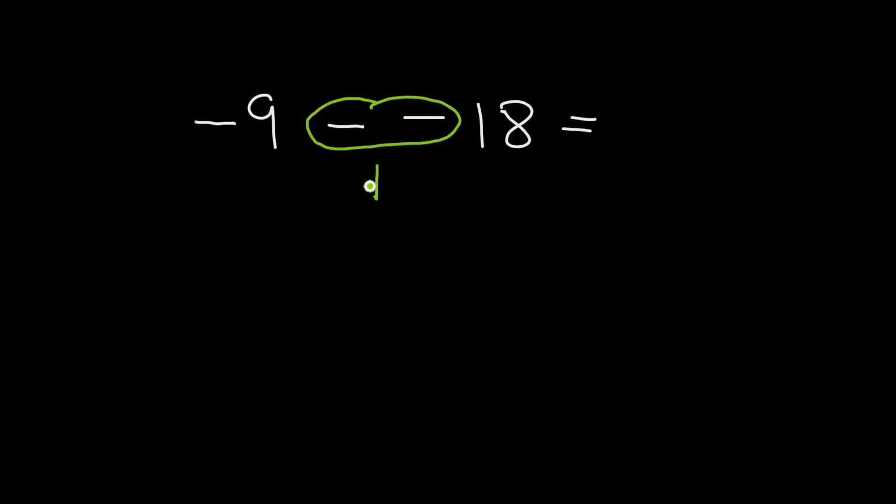Here is another example. Negative 9 minus negative 18. So, look here. Two minus signs, negative and negative, will turn into a positive. Now we solve for negative 9 plus 18. Our answer will be positive 9. If you subtract 9 from 18, you are left with 9.